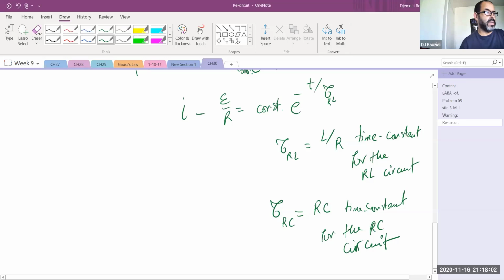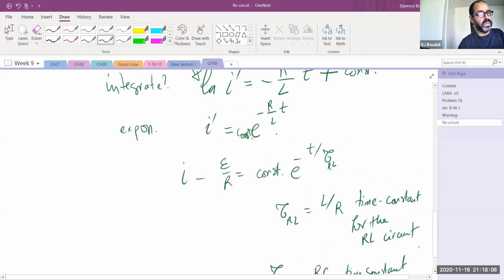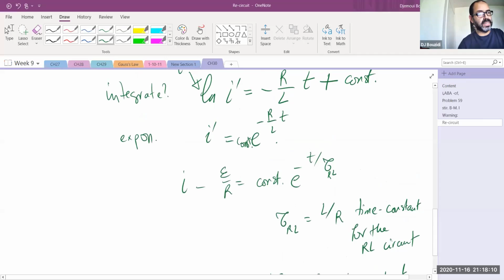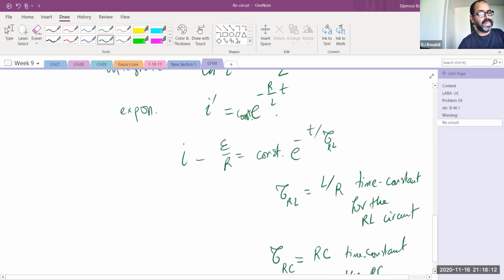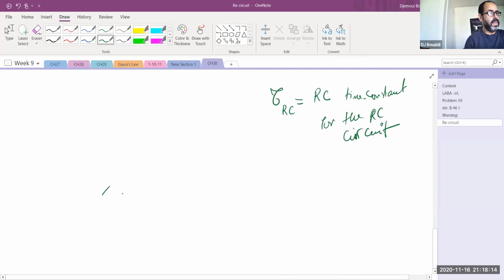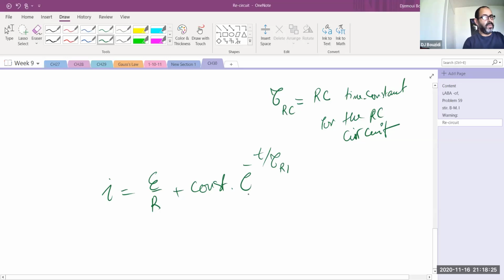This is for the RL circuit. Remember, we had a capacitor and a resistor, and we ended up with an exponential growth of the charge. In this case, we're dealing with the current, so we really need to find what that constant is. The current I is equal to the EMF over R, I moved it to the other side, now it's positive, plus a constant times the exponential of minus t over tau RL. Now, at t equal to 0, the current I of 0 is equal to 0.